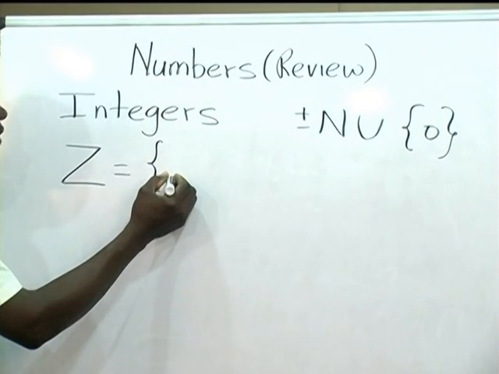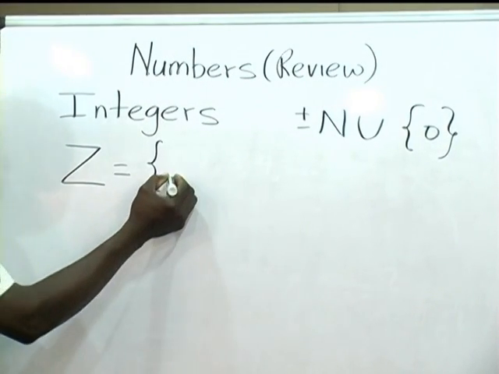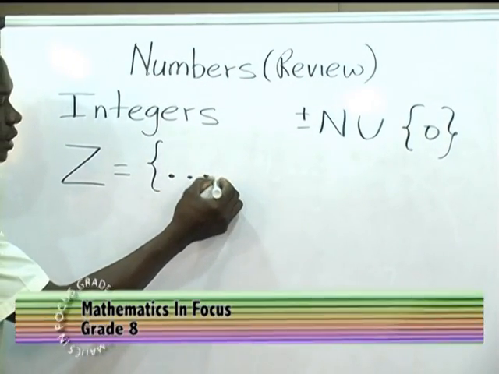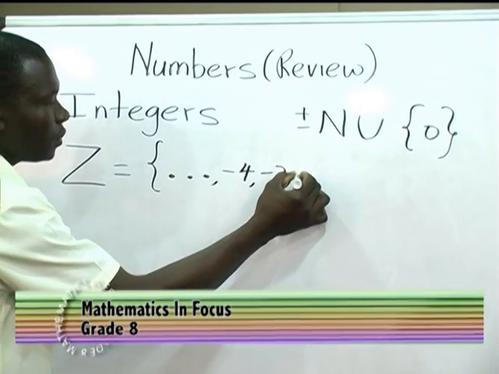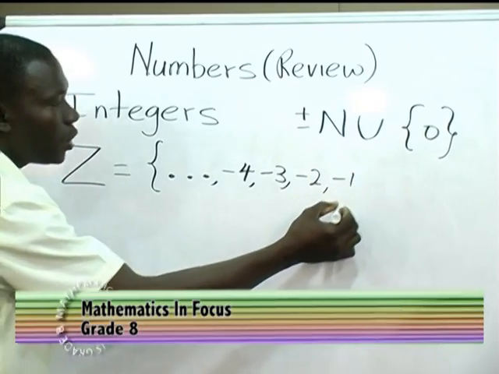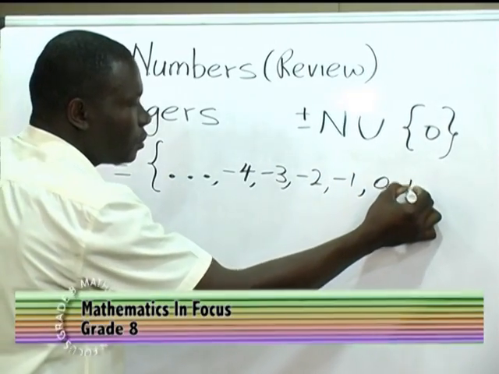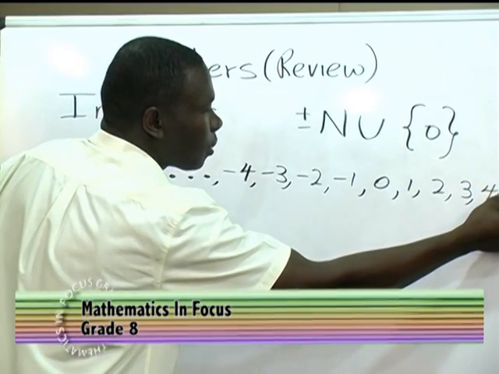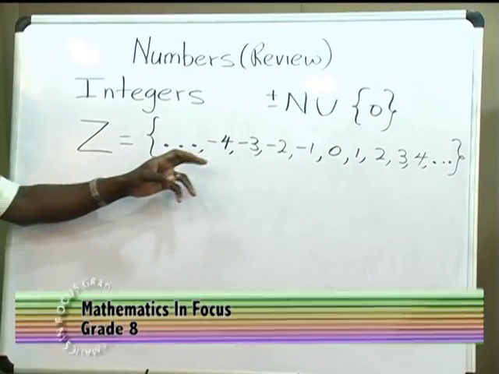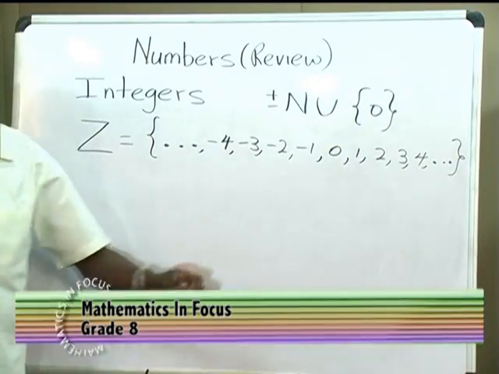So we can write Z is equal to the set of negative and positive natural numbers together with 0. So you can start listing negative numbers, and you can go up to -4, -3, -2, -1. Then we can have 0, 1, 2, 3, 4. And we can list the set of integers as this here. Is that clear? All the negative and positive natural numbers together with 0.